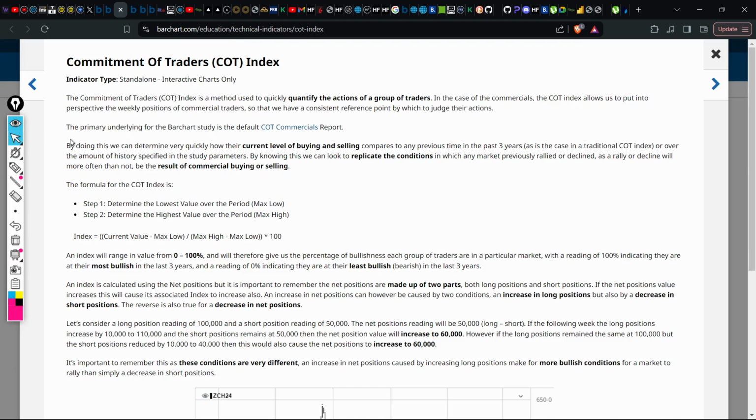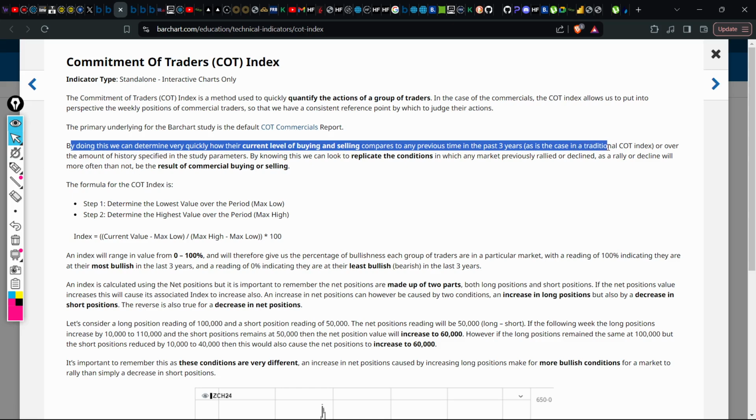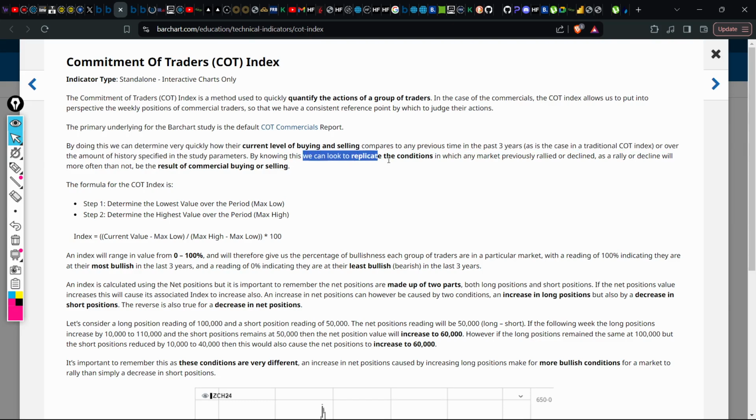The primary underlying for the study is the default COT commercials report. All right, you're going to look at that. By doing this, you can determine very quickly how the current level of buying and selling compares to any previous time in the past 3 years, as is the case in the traditional COT index, or over the amount of history specified in the study parameters. By knowing this, we can look to replicate the conditions in which any market previously rallied or declined. Essentially, an index will range from 0 to 100, right?